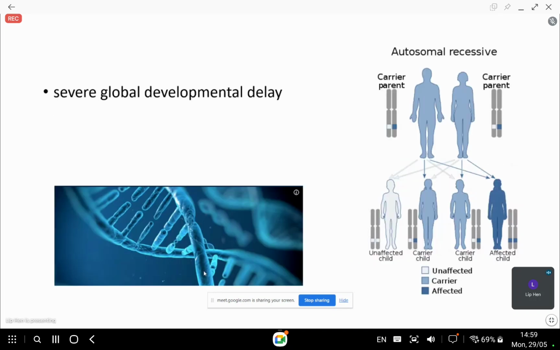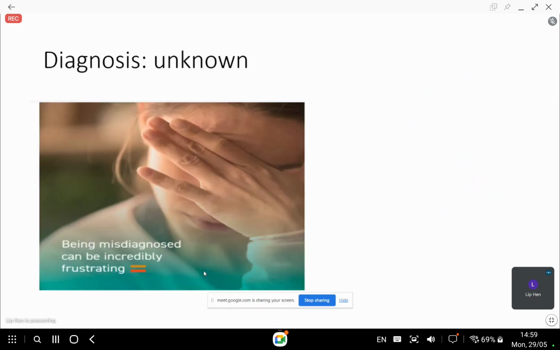So in conclusion, she has severe global developmental delay. Because the parents are consanguineous, we counsel the parents about the possibility of autosomal recessive disorders, and the risk of recurrence will be 25% in all subsequent pregnancies. So she has an unknown diagnosis. We must always remember that an unknown diagnosis, sometimes misdiagnosed, can be frustrating when we misdiagnose a patient.